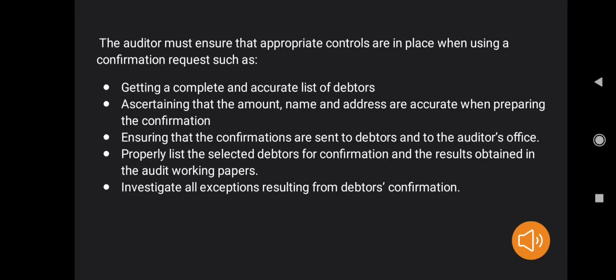And not to forget, the auditor must ensure that appropriate controls are in place when using a confirmation request, such as getting a complete and accurate list of debtors, ascertaining that the amount, name and address are accurate when preparing the confirmation, ensuring that the confirmations are sent to debtors and returned to the auditor's office, properly listing the selected debtors for confirmation and the results obtained in the audit working papers, and investigating all exceptions resulting from debtors' confirmation.